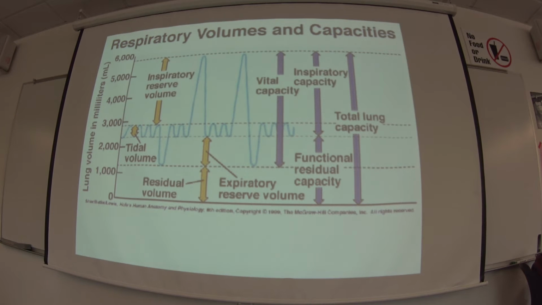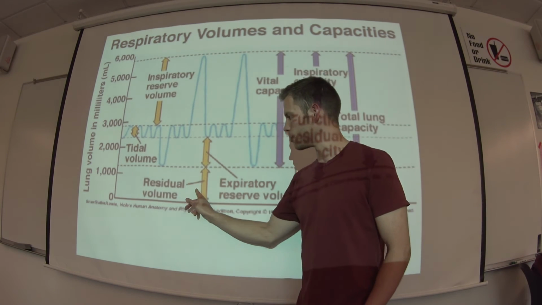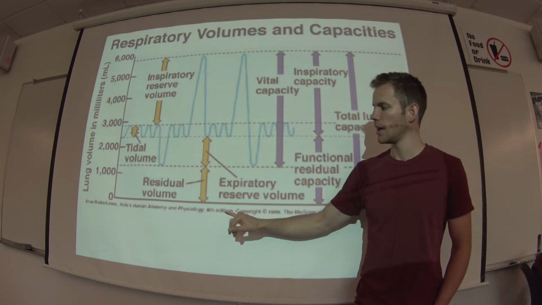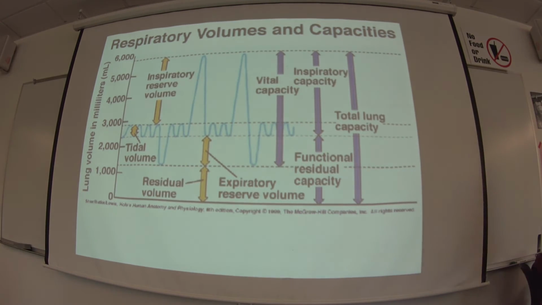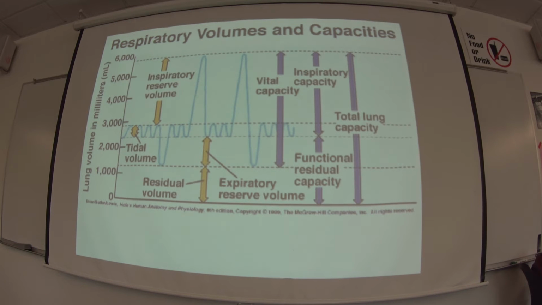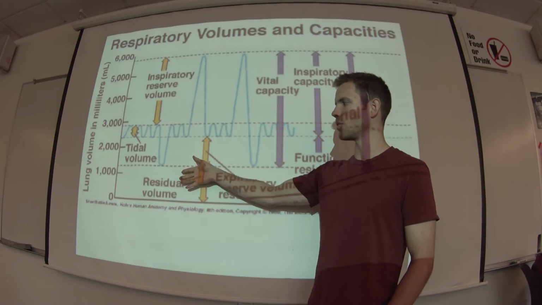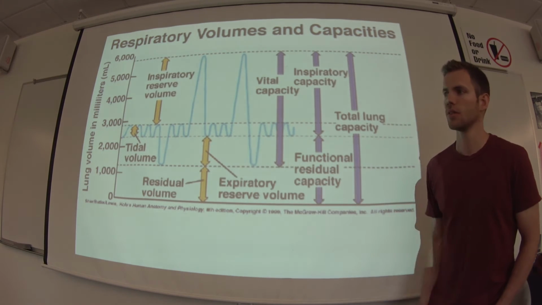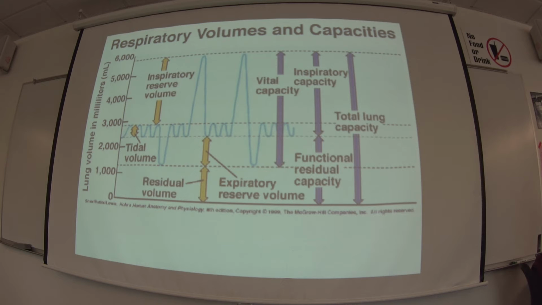So those are your three most important volumes: inspiratory reserve, expiratory reserve, and tidal volume. We have one more in the yellow arrow before we move on to our capacities over here. This is called the residual volume. This is pretty cool, and this is also something to understand the size of. For most people, it's roughly about 1,000 to 1,200 milliliters. And this is what's left in your lungs after maximal exhalation. And it's not a trivial amount. It's actually quite a bit.